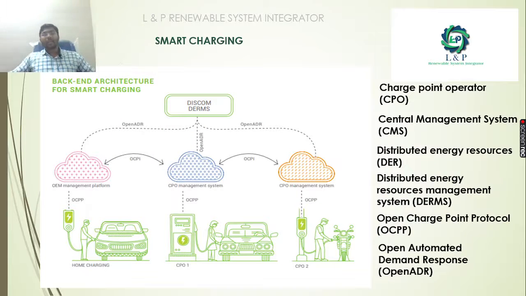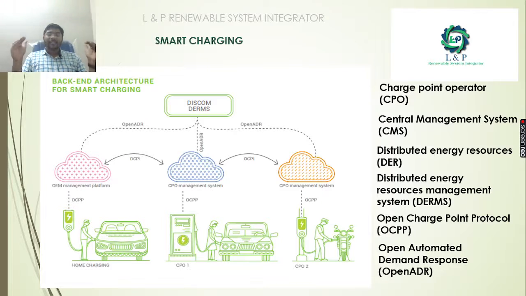So this is the backend architecture of how smart charging is done. See here, the topmost thing is the discom DERMS, that is the distributed energy resource management system. From that system, we get connected with the help of open automated demand response. We are getting connected with the CPO management system, that is nothing but the charge point operator management system.